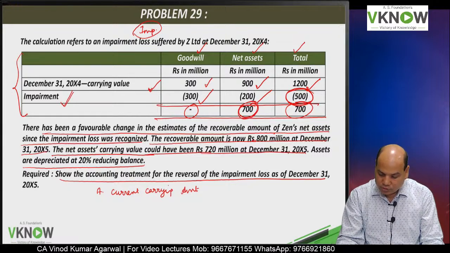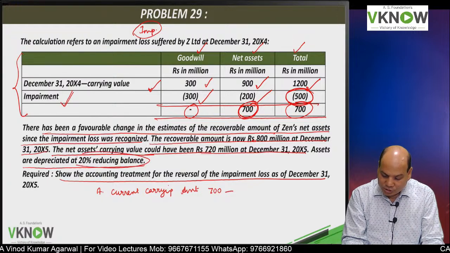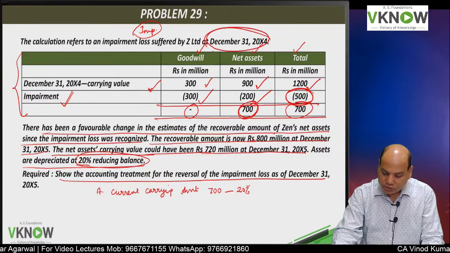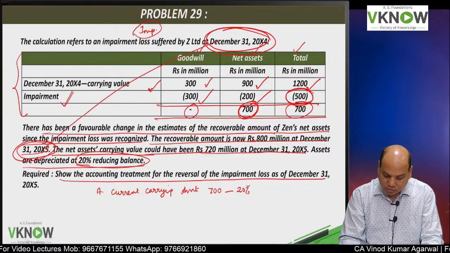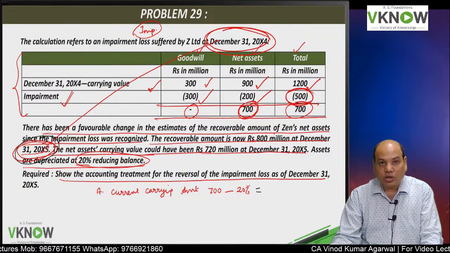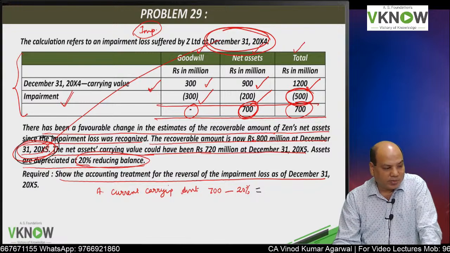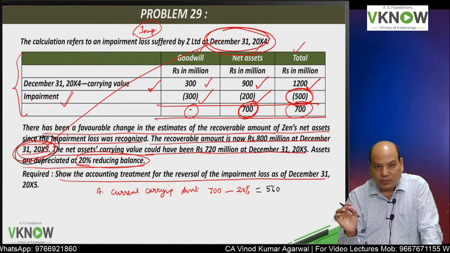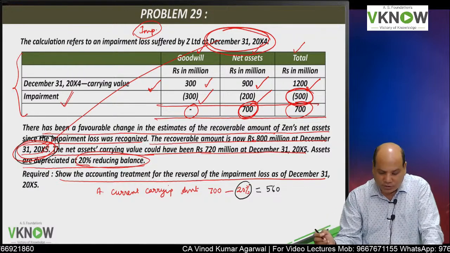Your asset was 700 after impairment and the depreciation is 20%. How many years are over? 31st December 2004 and today is 31st December 2005. So only 1 year is over. So the carrying amount of the asset after 1 year from the date you provided impairment will be 560. Carrying amount 700 minus depreciation at the rate of 20% for 1 year is 560.